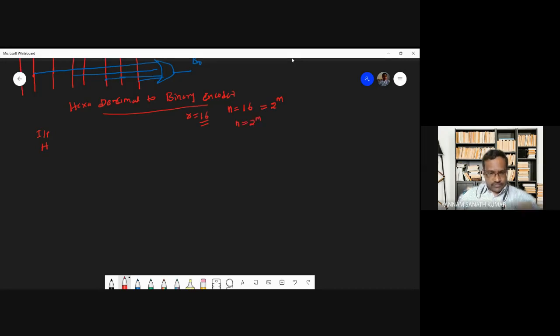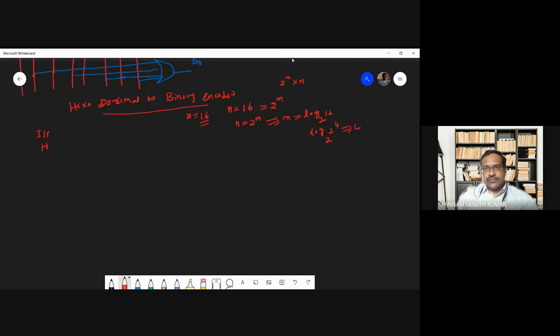So you have 2 power m inputs and n outputs, that is 2 power m cross n. So from here, m equals log 16 to the base 2. That means you can write log 2 power 4 to the base 2.